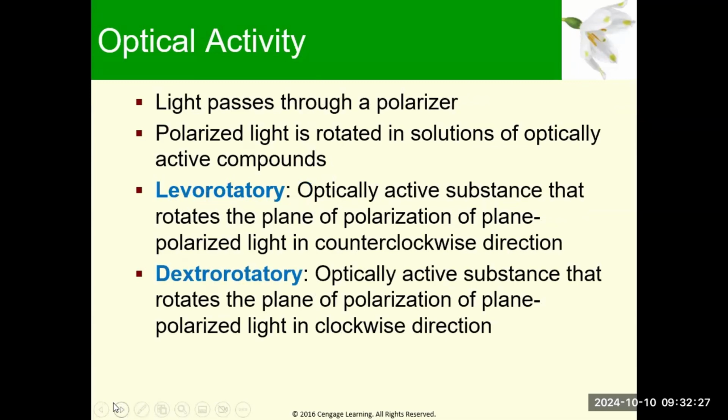So light passes through a polarizer, all right? A polarizer is an instrument that polarizes light, which is then rotated in solution by optically active compounds. So you have levorotatory, which is an optically active substance that rotates a plane of polarized light in a counterclockwise direction. And then you have dextrorotatory, which is an optically active substance that rotates a plane of polarized light in a clockwise direction. So some substances do it counterclockwise and other ones clockwise, all right, as it goes through the polarizer.